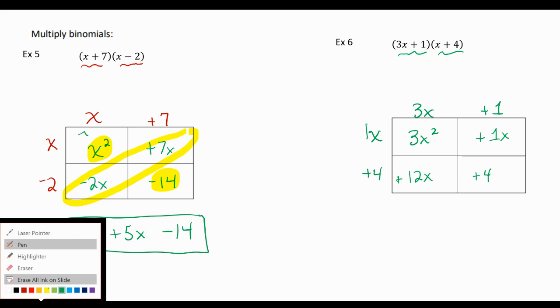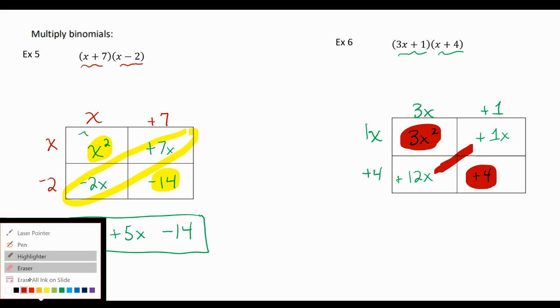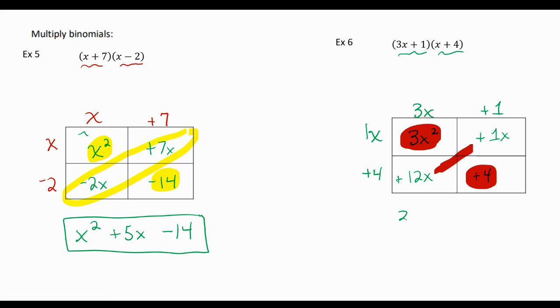So then we have the front. We have the back. And then we're going to add or subtract those on the diagonal. So the front is 3x squared. The back is 4. And 12x plus 1x is 13x. And we're done.